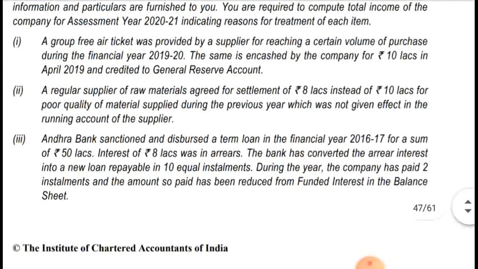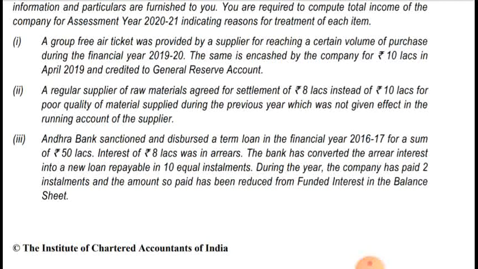Number 3, Andhra Bank. I'll explain to you. I'll read the solution. You will get to know what I'm saying and you'll see the answer after reading all the part. Andhra Bank sanctioned and disbursed a term loan in the financial year 16-17 for a sum of rupees 50 lakhs. Interest of 8 lakh rupees was in arrears. The bank has covered the arrears interest in a new loan repayable in 10 equal installments. During the year the company has paid 2 installments and the amount paid has been reduced from the funded interest in the balance sheet.